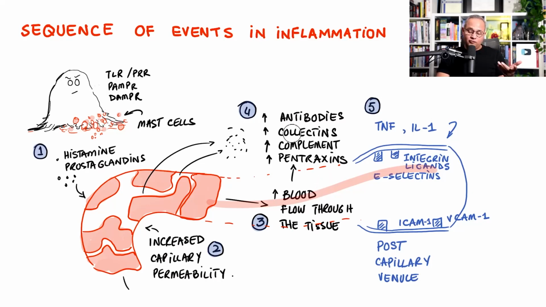Then there are more antibodies that would arrive in that area. There are going to be more collectins, which are proteins for the inflammation. There are going to be more complement system proteins that are coming from the liver to this area. There are going to be more pentraxins and other such proteins which are taking part in the inflammation.